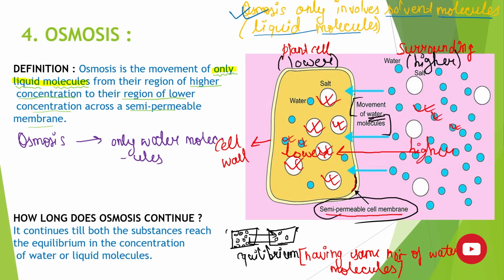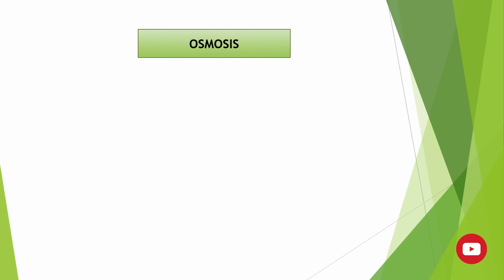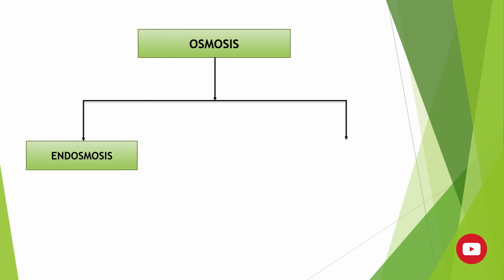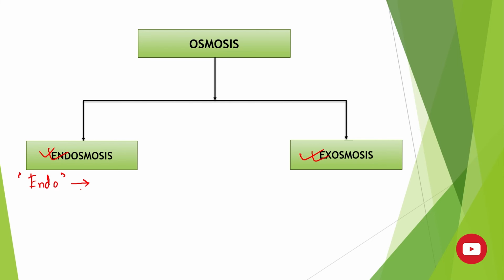Now, we are going to look into the types of osmosis. Osmosis are basically of two types. First is endosmosis. Second is exosmosis. Endosmosis and exosmosis. Now, whenever you get the word endo in biology, you will have to remember one thing, that endo means inside.